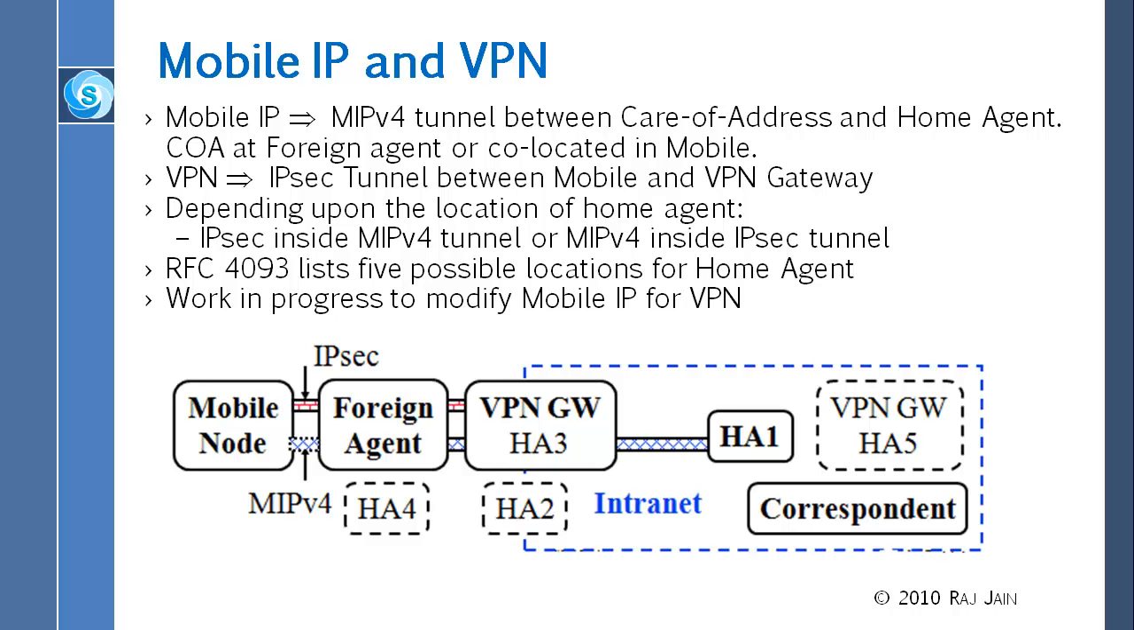So there are 5 possible locations. So the question is, where do we put the home agent? One possibility is that the home agent could be anywhere inside. Another thing could be the home agent could be part of the VPN gateway. So the home agent could be inside the VPN gateway, which could be at the boundary or could be inside the network. And then another possibility is that the home agent could be outside the network, and so on and so forth. There are many, many possibilities where the home agent is, and the solution is different for each of these locations of the home agent.